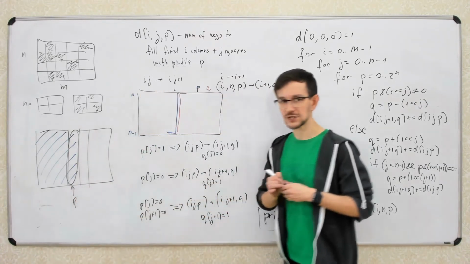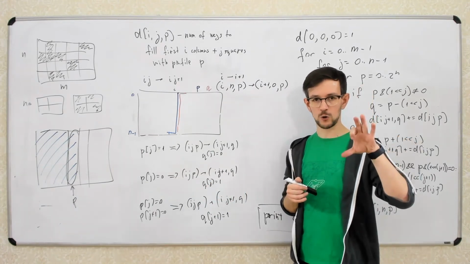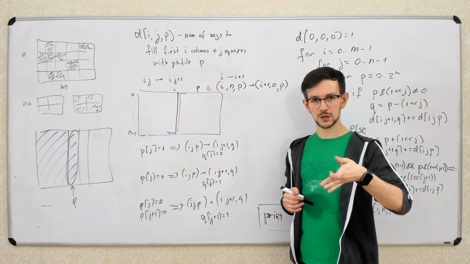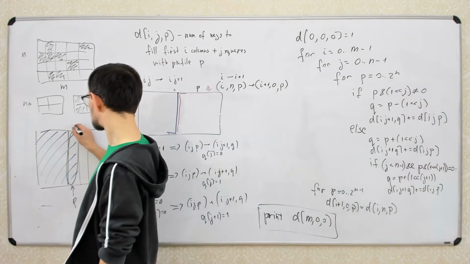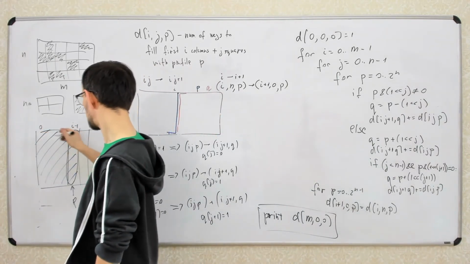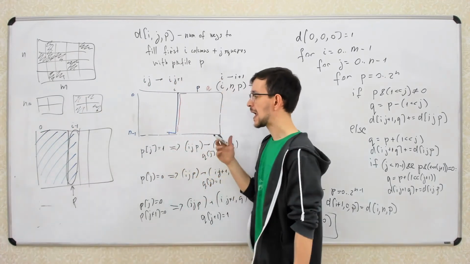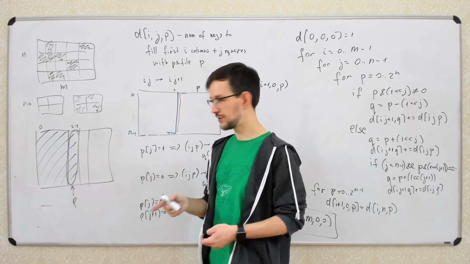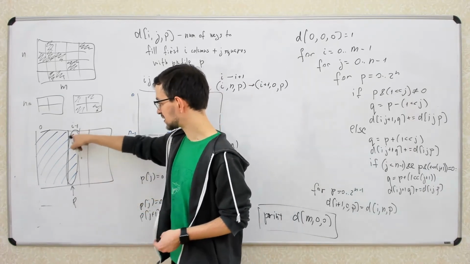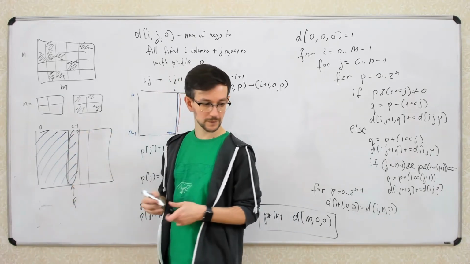And if we just encode this state of the previous column as some profile P, we will have, again, the following state. We'll have filled the first I columns, and the state of the last column is P. So this P only describes the coloring of this last column.